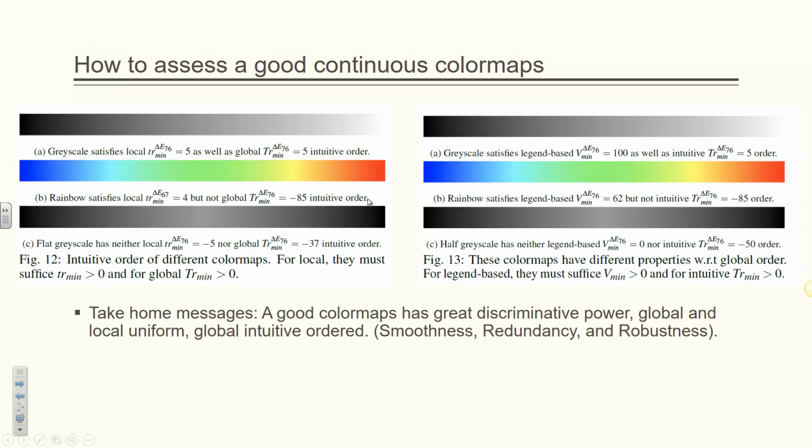The take-home message for this paper is that a good color map has great discriminative power, is globally and locally uniform, and has a global intuitive order. The other 3 key attributes have not been quantified in this paper. It's in the future work.